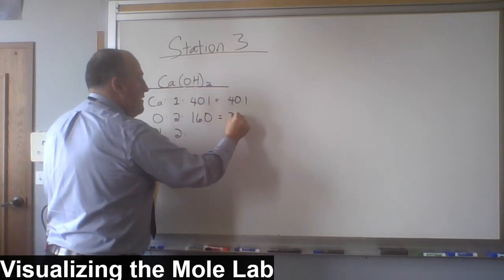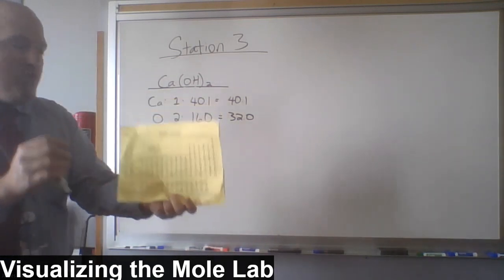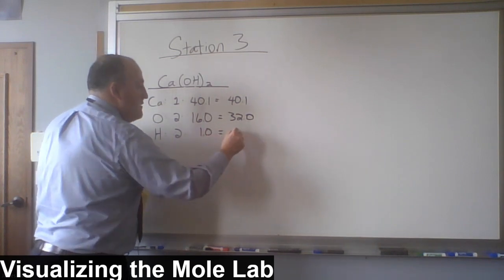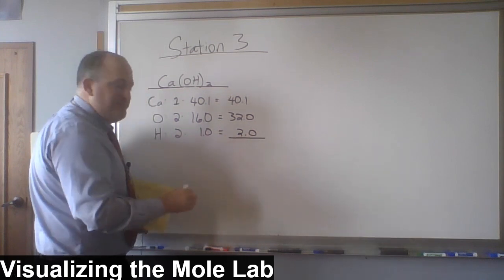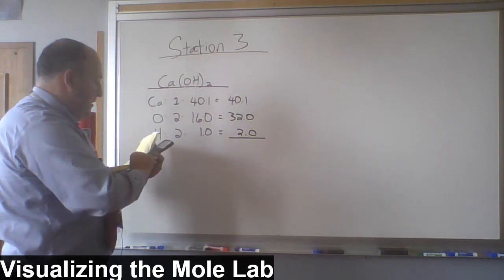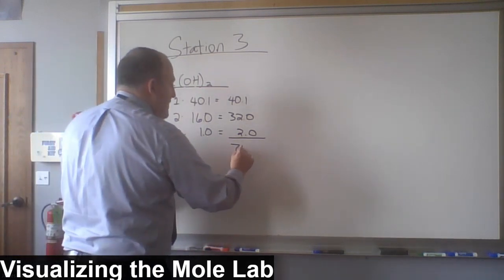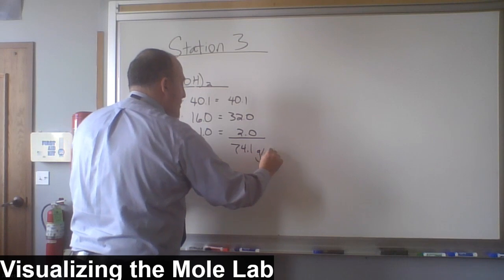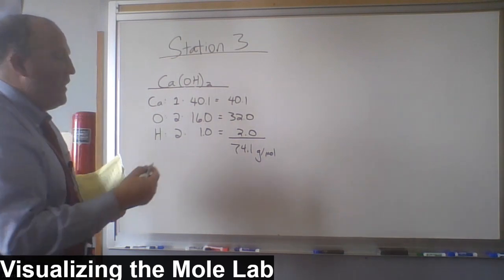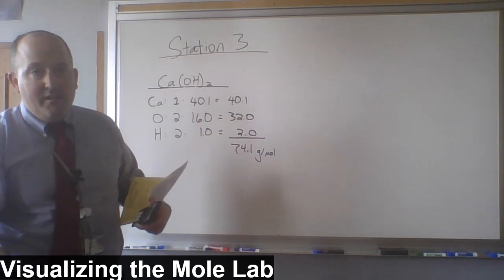2 times 16.0 gives us 32. Hydrogen, up in the upper left corner. Rounded to the 10th place has an atomic weight of 1.0. 2 times 1.0 gives us 2.0. Now we're going to add the results together. 40.1 plus 32 plus 2. And we get 74.1 grams per mole. So that means for every 74.1 grams of calcium hydroxide, you'll have 1 mole of it. We'll be able to use that info to figure out which sample is the calcium hydroxide and which one's calcium carbonate.